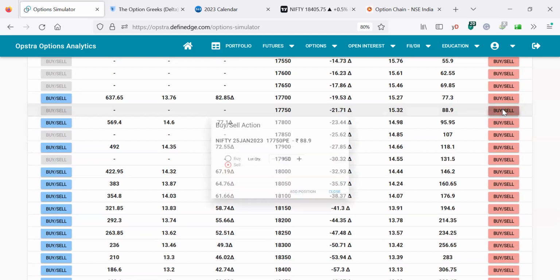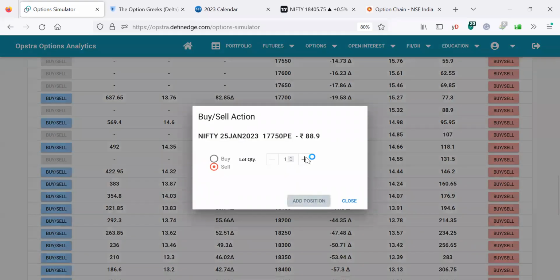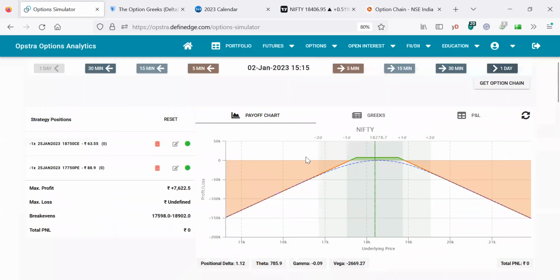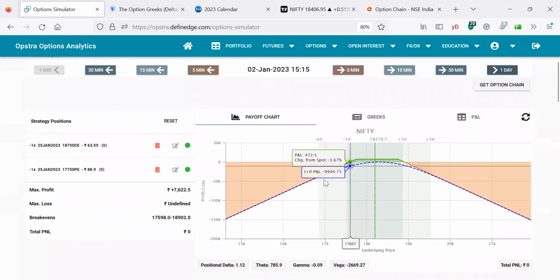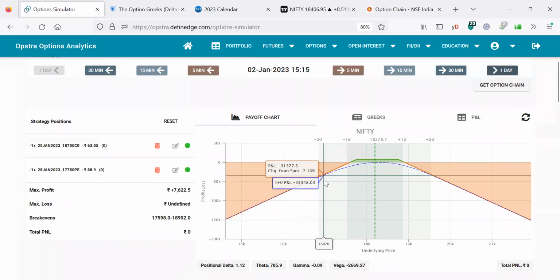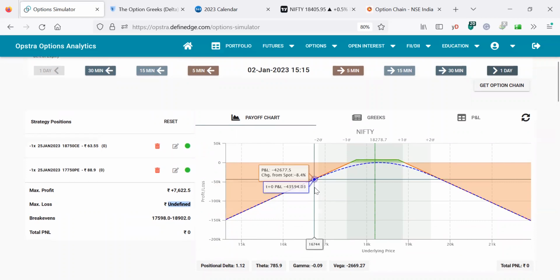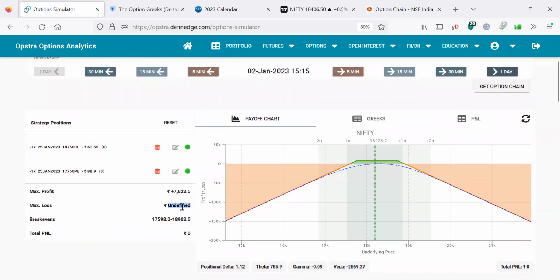So on the put side I'm going to sell it out. So now finally it will look like this. This is what I'm going to see. I'll never recommend this strategy to anyone because the loss is undefined. Only expert traders can do this, because on the call side or put side, if something goes wrong, it will lead to a big loss.